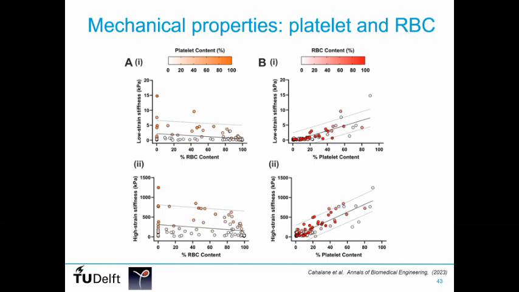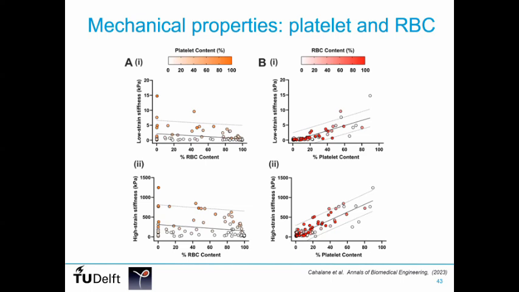If anything, if we look at the correlations for platelet content for the low strain and high strain stiffnesses, then you can see that the correlation between the amount of platelets and stiffness is much stronger than for the red blood cells. You can see here a cluster of samples with a high blood cell concentration, low stiffness, that makes sense. So here it's a bit whiter, a bit more fibrin-rich. But platelet concentration, and especially for the high strain stiffness, seems to be dominating the mechanical properties over the red blood cell concentration.